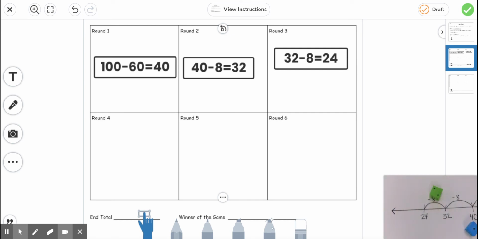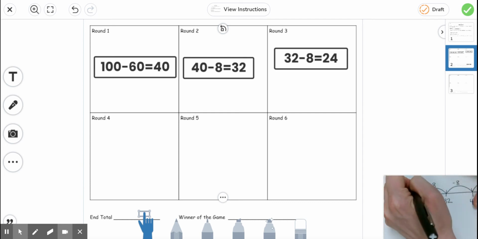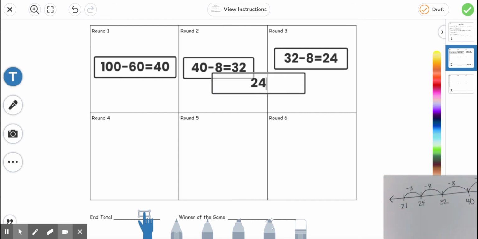Okay, rolled again. This time I got a 1 and a 2. So that would be a total of 3. So this time I'm going to do minus 3, because if I did minus 30, I'd be out. So 24 minus 3 is 21. I'm going to put that in my box here. 24 minus 3 equals 21. Okay, I'm getting there.